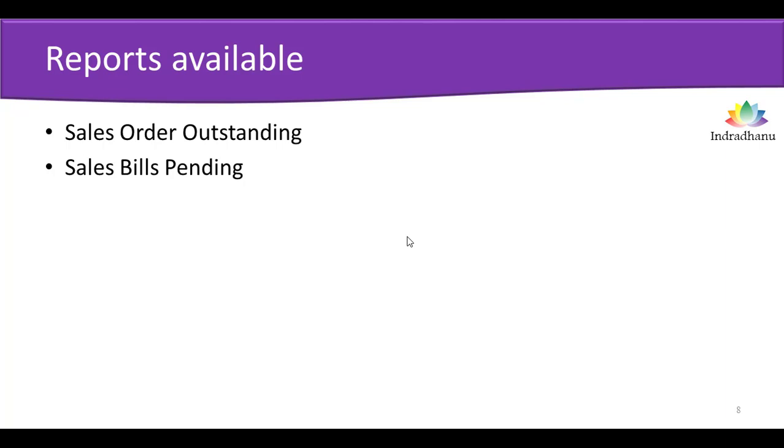Reports available. What are the types of reports available in Tally regarding supply chain management? We can have sales order outstanding report according to the stock item, according to the party, according to the stock group, according to the group. It is available very easily. Sales order outstanding report. What type of sales orders are outstanding currently? Then sales bill pending means we have delivered the material but billing is yet to be done. Bill is not yet generated. So sales bill pending report is again a very beautiful report where income leakages can be identified.